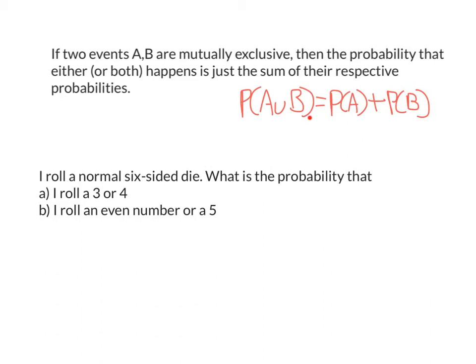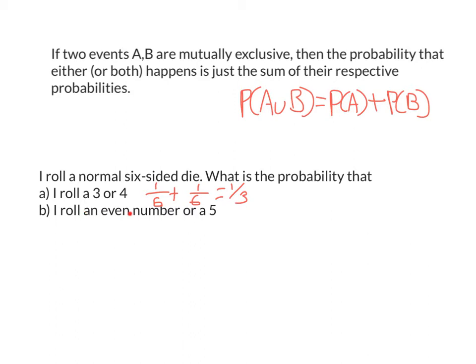But that's actually using this formula. See, the probability that you roll a 3 is 1 over 6. The probability you roll a 4 is 1 over 6. So the probability you roll a 3 or a 4 is just adding those two together. 1 sixth plus 1 sixth gives you 2 sixths, 2 over 6, or 1 over 3.